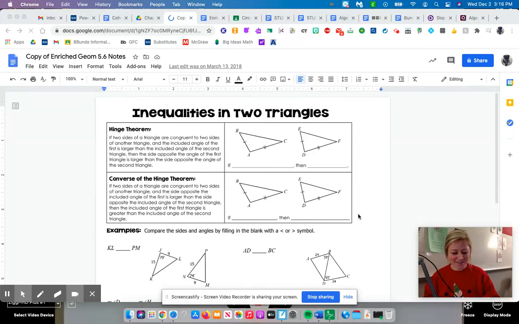Hi, all. We are on our last lesson of this chapter. So, notes should look like the screen right here. It should be on the back of the sheet from last lesson. It's just a one-side page titled Inequalities of Two Triangles. So, take that out and we will begin.